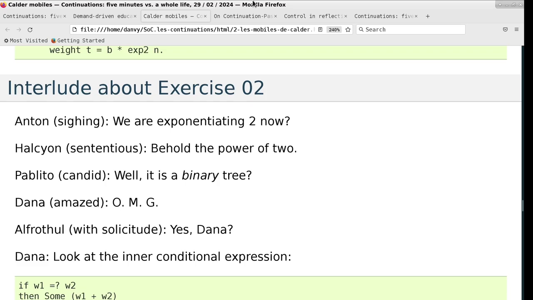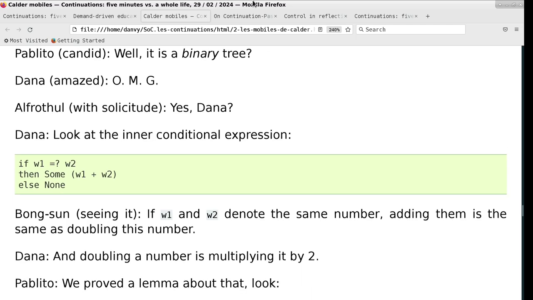Look at the inner conditional expression. And the inner conditional expression says if the two weights are equal, then you return their sum. If W1 and W2 denote the same number, adding them is the same as doubling this number. And doubling a number is multiplying it by 2.